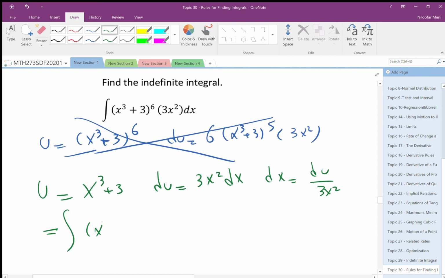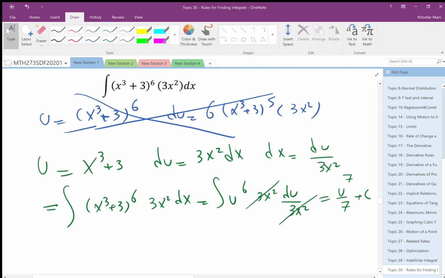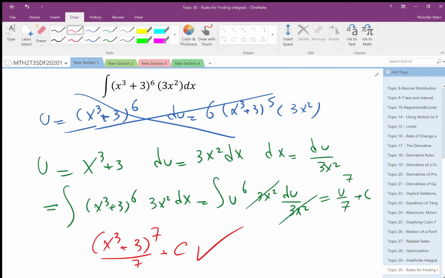Integral of (x cubed plus 3) power 6 times 3x squared dx, which is u power 6, 3x squared, dx is du divided by 3x squared. I can cancel this, and then the answer is u power 7 divided by 7 plus c. What was u? So this is (x cubed plus 3) power 7 divided by 7 plus c. Done.